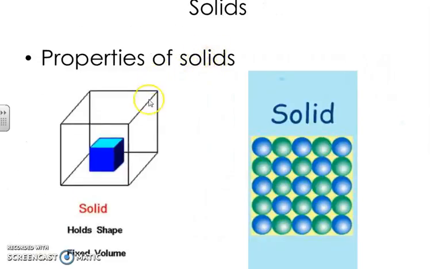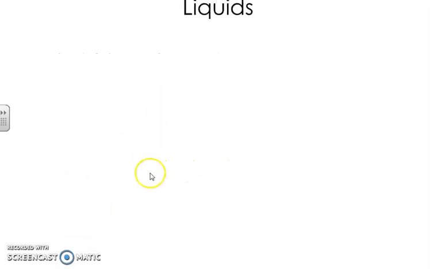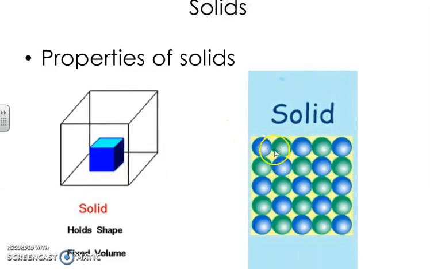Solids, a few properties of solids. Solids tend to hold their shape. That comes from a strong force of attraction between the particles that make up the solid. So strong forces of attraction, the particles hold together, and the solid holds its shape. Because it's holding its shape, it's going to have a fixed volume. We don't get tremendous expansion or contraction with small temperature changes.